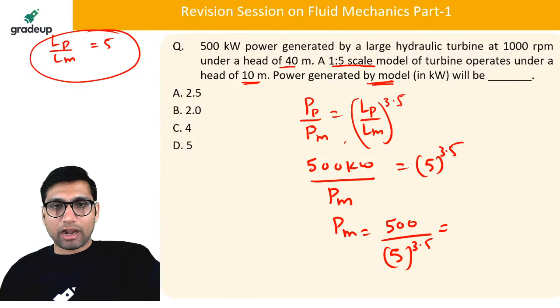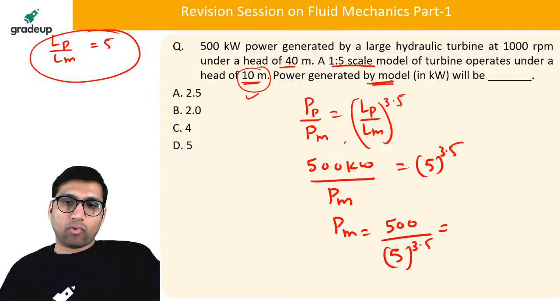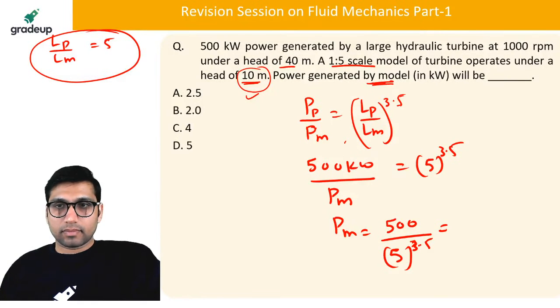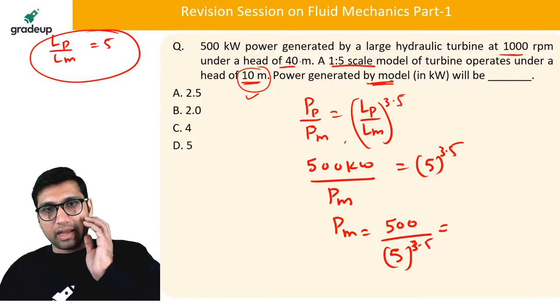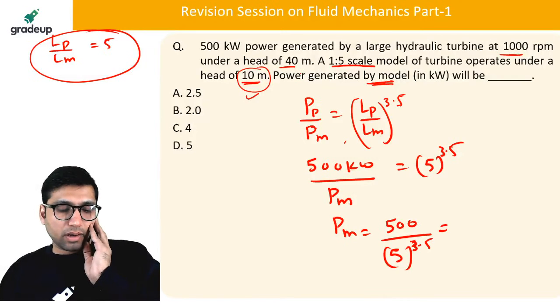Okay, they have given the head also here in this question. This question is a little bit different. What is 5 power 3.5? They have given the speed also in this question, 1000. The head is given. Then these relations are different. This question has to be solved differently.